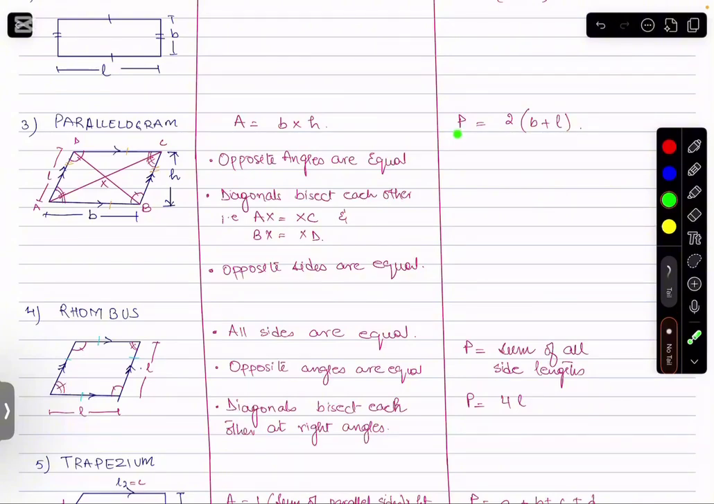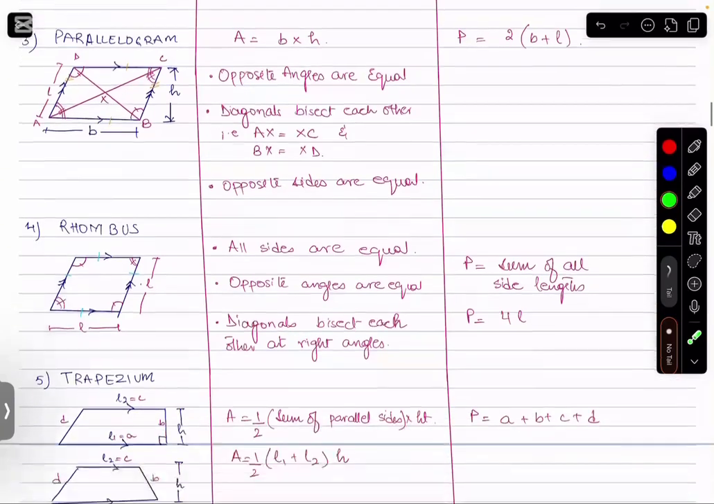What is the perimeter of a parallelogram? It's twice of base plus the slant height, which is L in this case. Now if we straighten this height and make it vertical, obviously it will turn into a rectangle. This is the difference between a parallelogram and a rectangle.